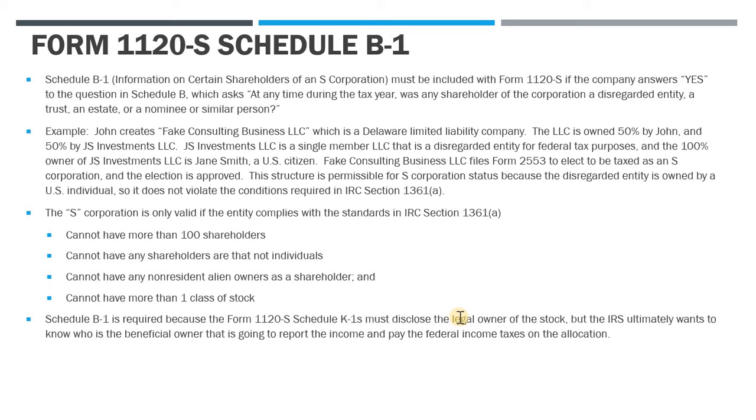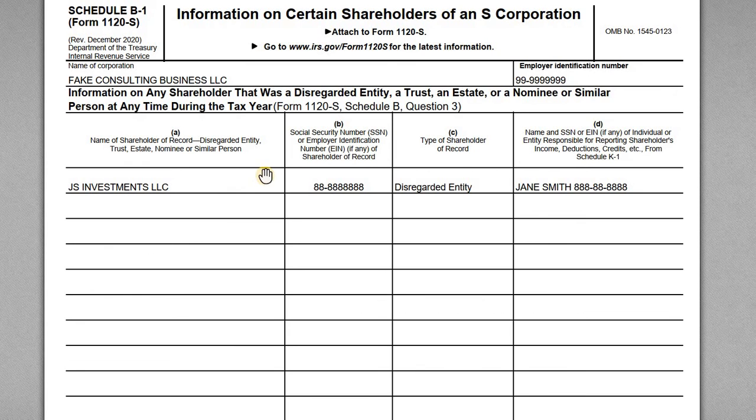But the IRS wants to know, okay, who's on the other side of it? Who's the ultimate beneficial owner that's going to be recording the income and paying the tax? And so that's where we have the B-1 here. So B-1 is attached to the return. We've got the name of the company, EIN, and then just list out all the shareholders that would meet this condition. So in this case, this is the actual shareholder of record, right?